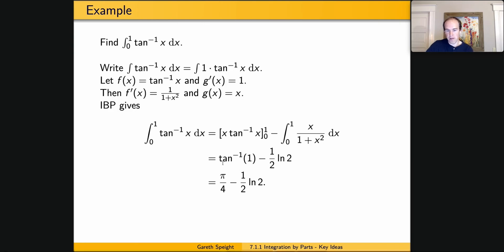Okay, and then we have to figure out what is arctan of 1. So to find arctan of 1, we have to figure out what number we plug into tangent in order to get 1. Okay, that will be pi over 4. So in the end, we get pi over 4 minus a half ln2.